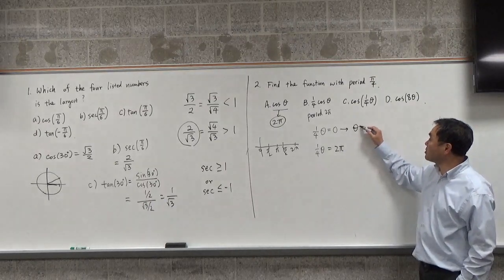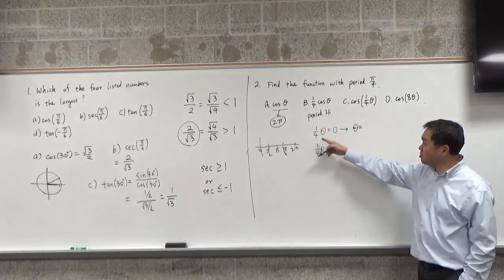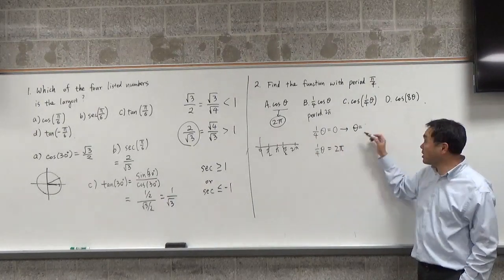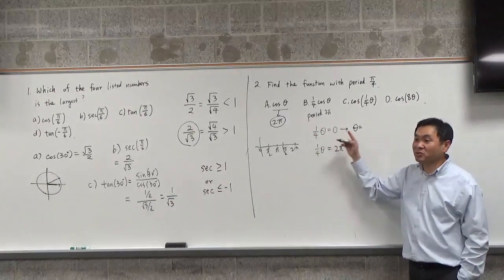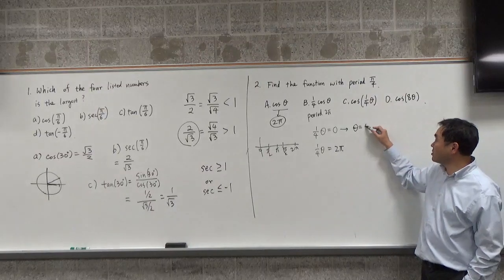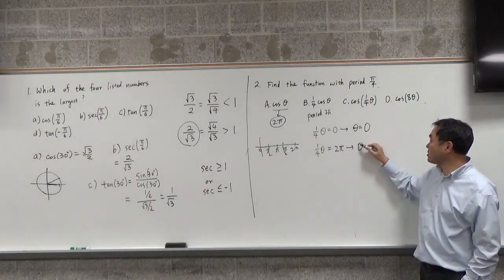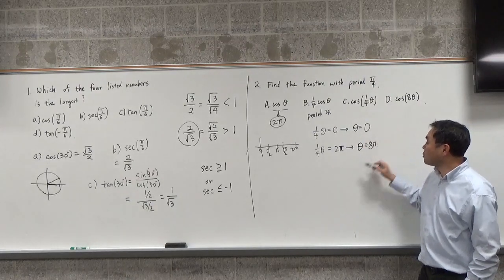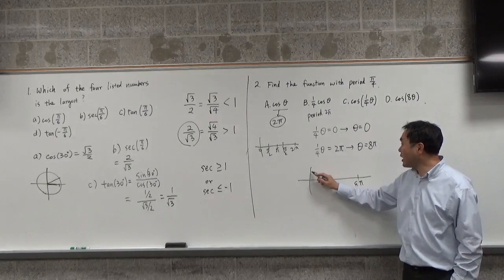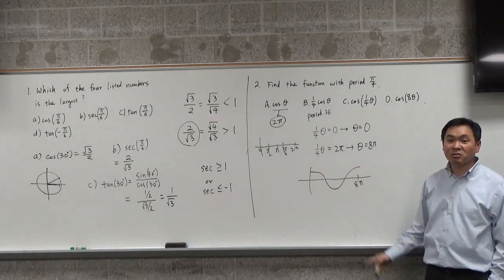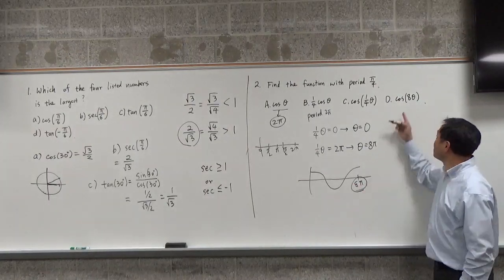Now, if you solve this, what do you get? You multiply 4 on both sides. What do you get? Theta is 0. Okay. And then if I multiply 4 on both sides of the other one, what do I get? Theta is 8 pi. So here's 8 pi, and then you have this. What's the period? No, 8 pi is the period.